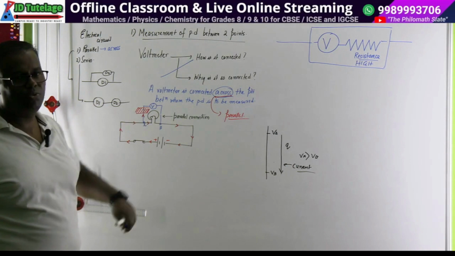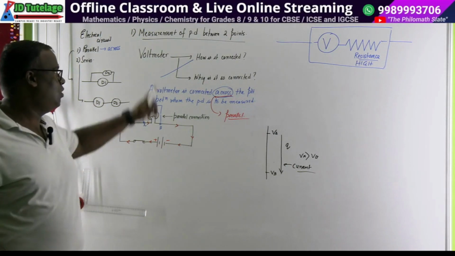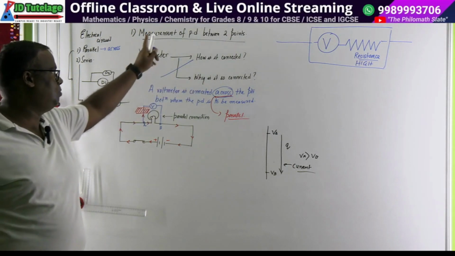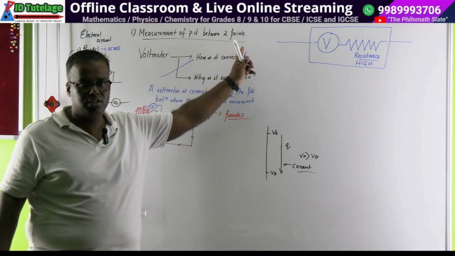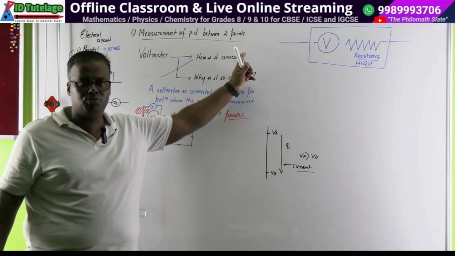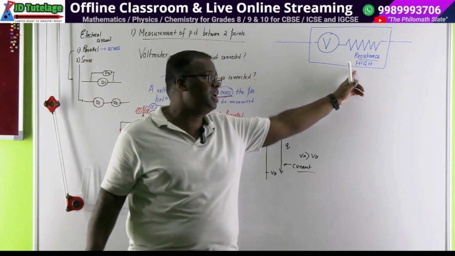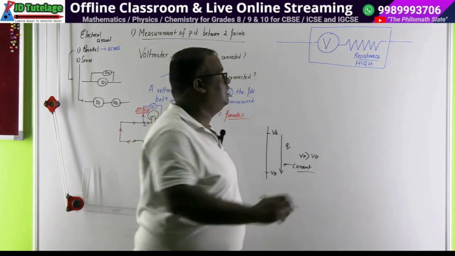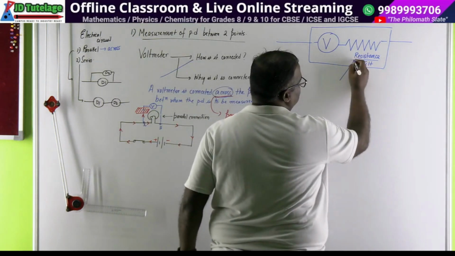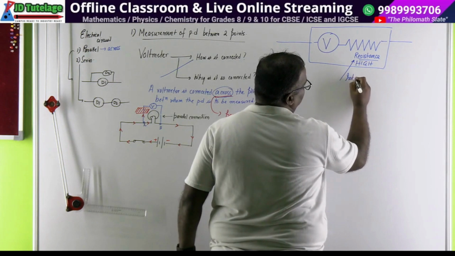So now comes the question, what is a voltmeter? A voltmeter is a device used to measure the potential difference between 2 points. Anything specific about the voltmeter? Well, a voltmeter has very high resistance, and this resistance, since it is already inside the device, we will call internal resistance.